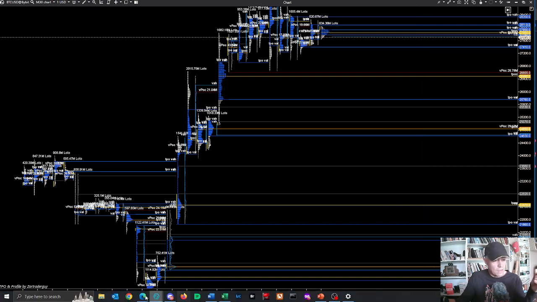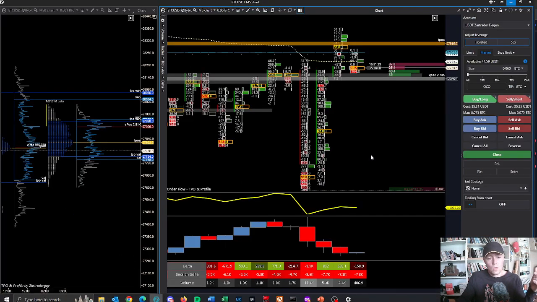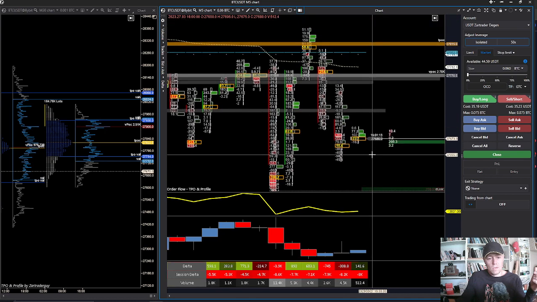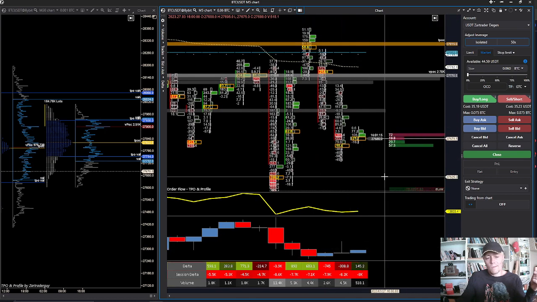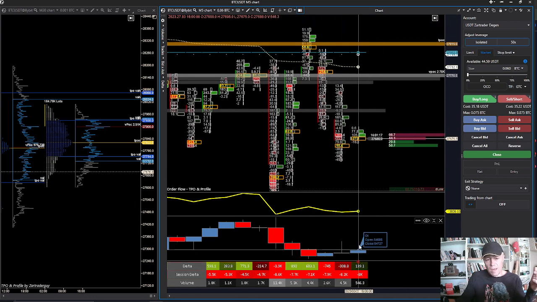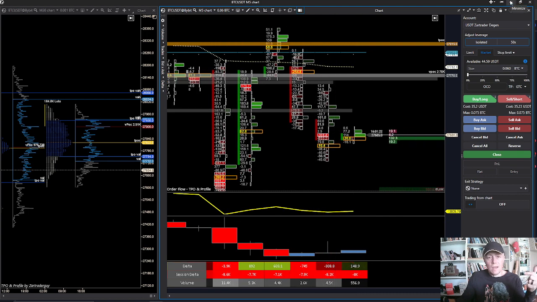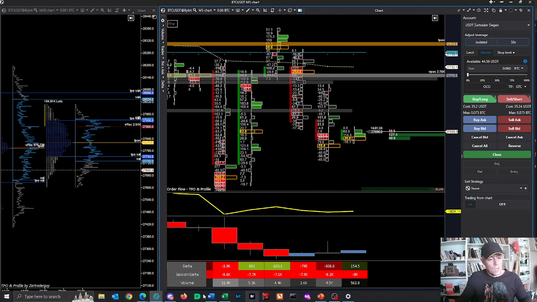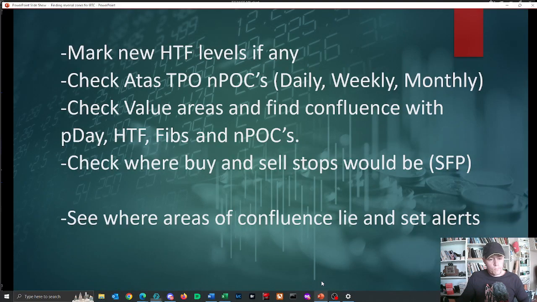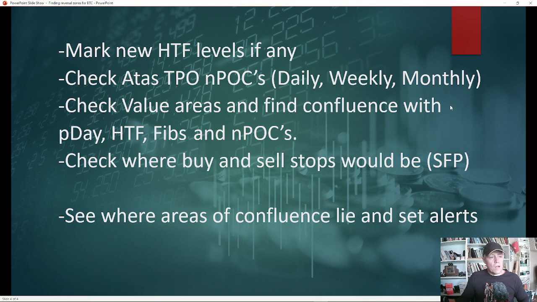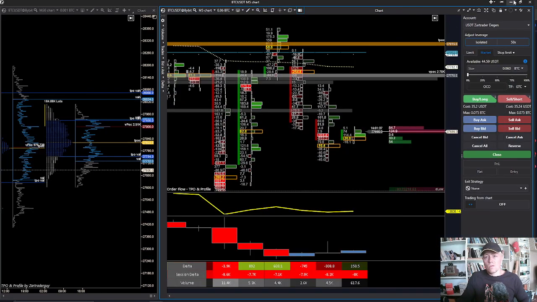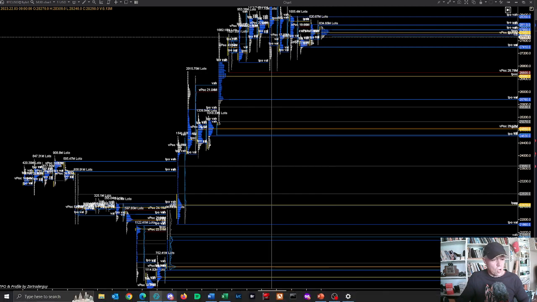And the way that you do that is you look at your order flow. So you can see by price changing and buy pressure coming in, yeah, very, very important to look at those levels, but that is a video for another day. So let's go back to value areas. You check your value areas, find confluence with previous day, high time frame levels, fibs, and nPOCs. So let's go and turn on these levels on my chart.